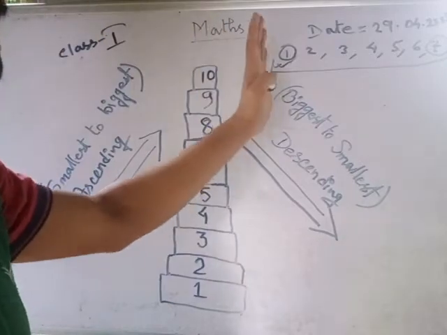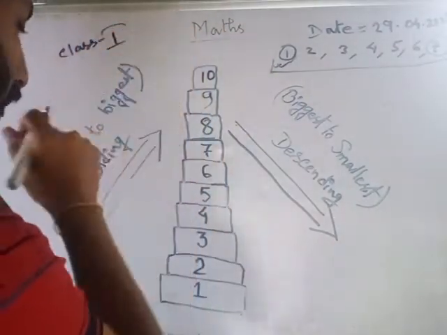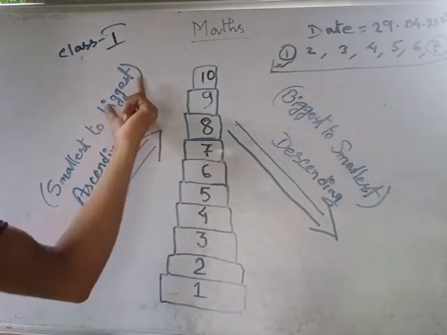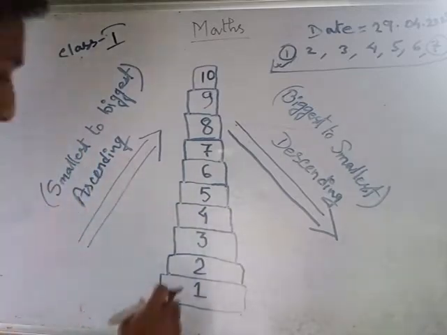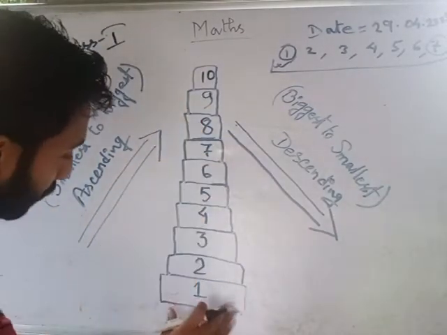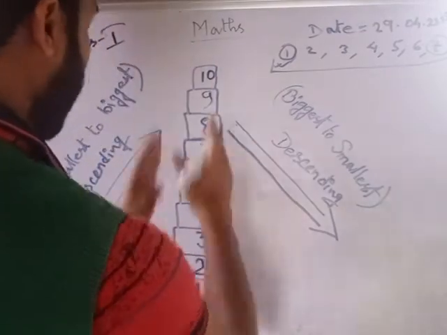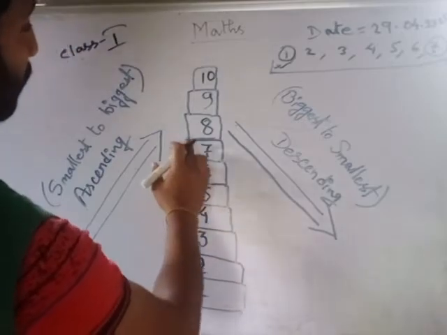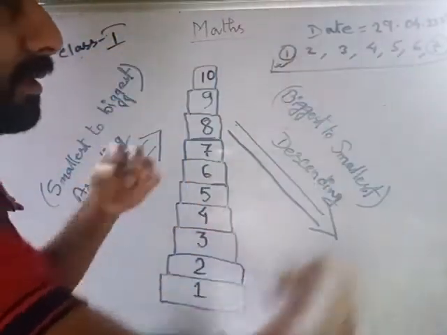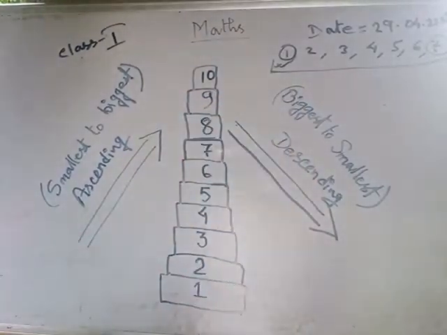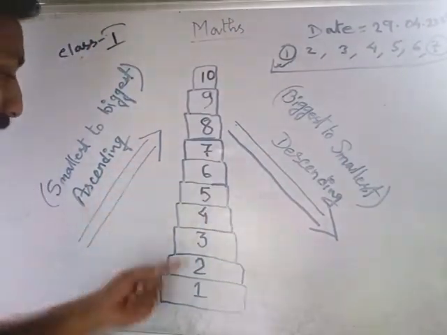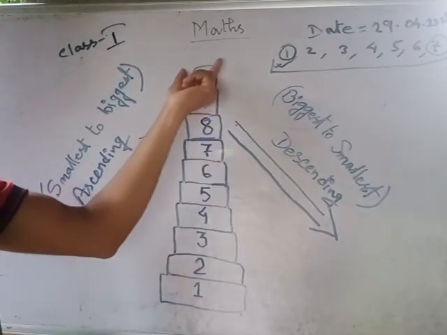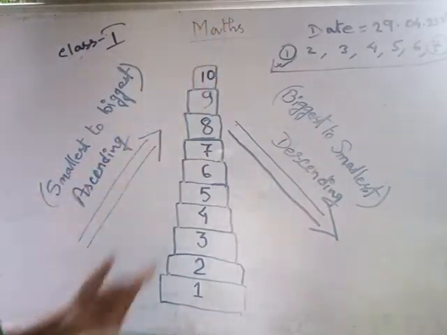If the numbers are standing according to smallest to biggest, that is called ascending. If it is like this, that means you should go from bottom to the top. 1, 2, 3, 4, 5, 6. You will go to the next number, that means after a number comes the bigger number. The first number is the smallest, then the next bigger, then the biggest. This one is called the ascending order.